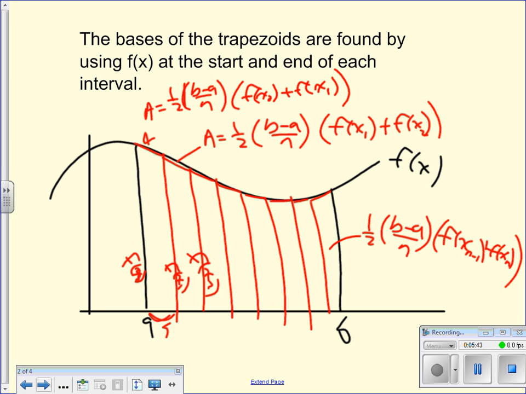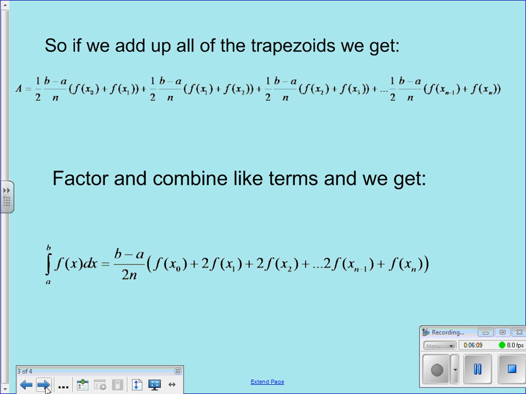Okay. Question I want to ask you is, how many times is this side here used? How many times is this side here used? Twice. This one here. This one here. This one here. This one here. This one here. Once. So the ones on the end are used once. Everything else is used twice. So, looking at here, this is the first one. This is the second one. This is the third one. This is the last one.